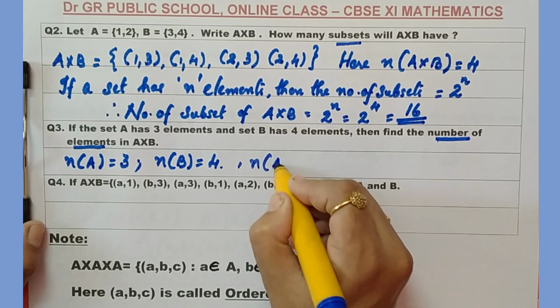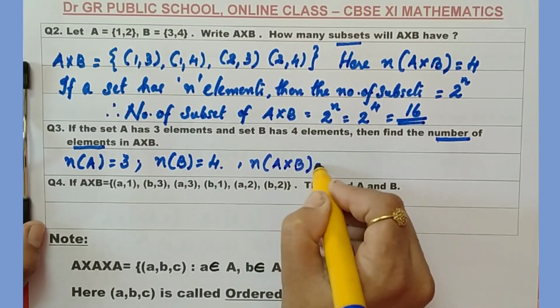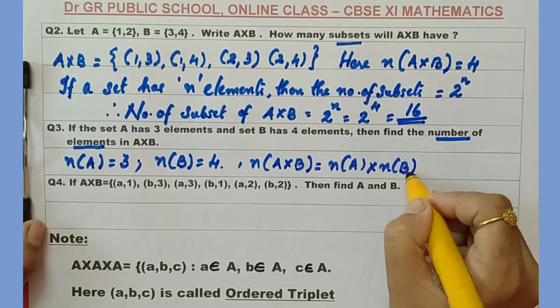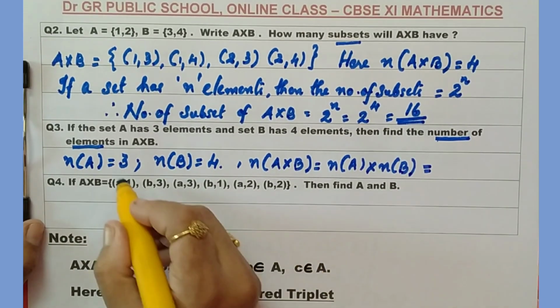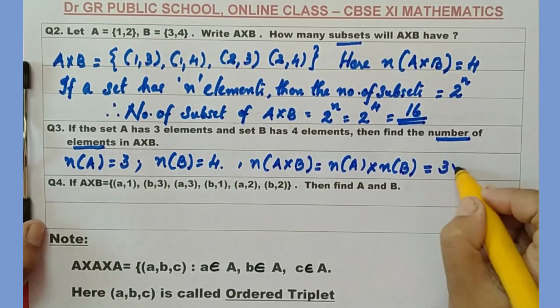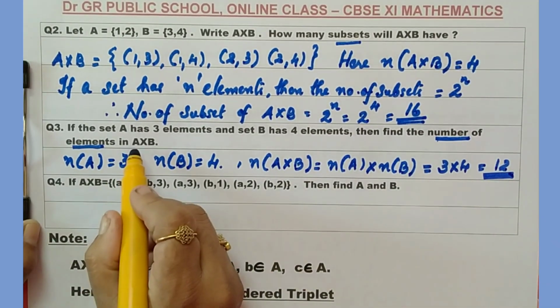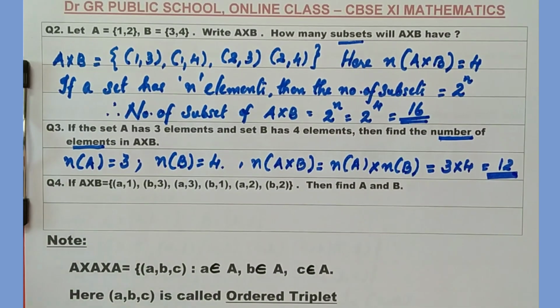So, number of elements in A cross B equals n of A into n of B. What is n of A into n of B? 3 into 4, which is 12. So, the number of elements in the cross product A cross B equals 12.